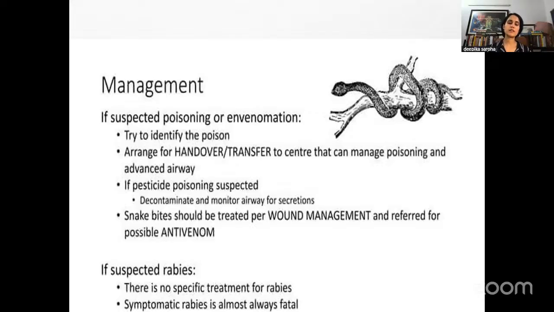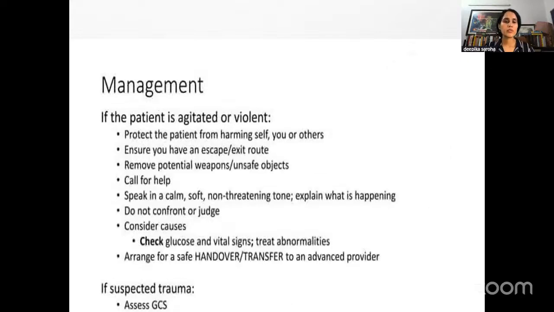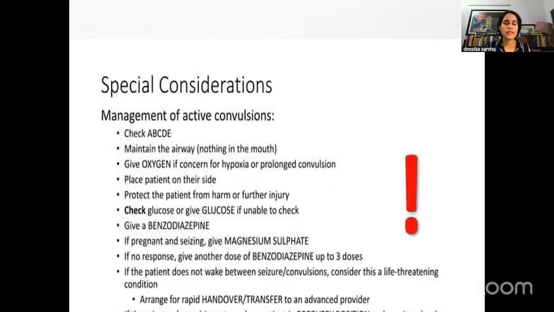If there is suspected rabies in these patients, then isolate those patients. Though there is no specific treatment and unfortunately it is fatal, still isolation and the management part is there. If the patient is agitated or violent, then protect the patient from harming self and surroundings. Ensure the patient is safe and call for help if required. If there is suspected trauma, then assess GCS. And if the patient is actively convulsing, check ABCD, maintain airway, give oxygen, place the patient in the left lateral position. Don't let your patient harm you or the surroundings.